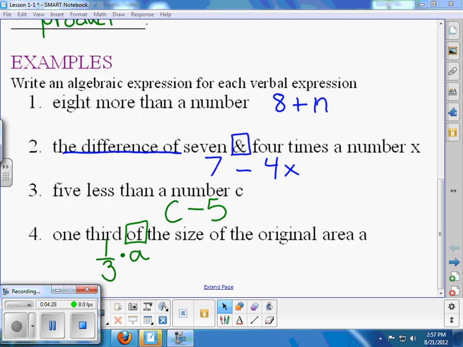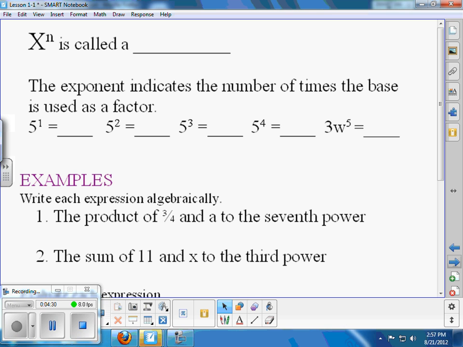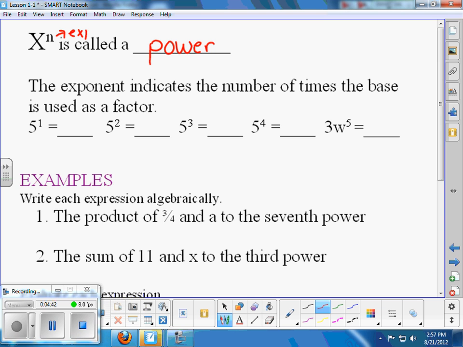On the back side of your notes, we deal with powers. That statement, x to the n, is called a power. Some people want to say that it is an exponent. That's not true. This is the exponent. That little raised n is the exponent. And the big number, in this case the big X, is also known as the base. The exponent indicates the number of times the base is used as a factor.